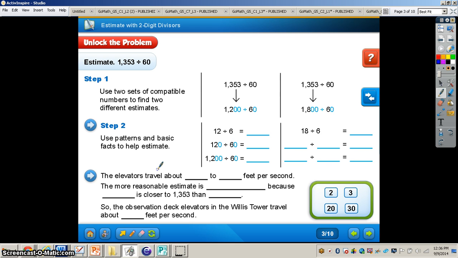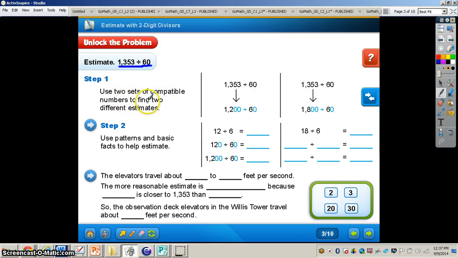Now, step one, let's take a look at unlocking the problem. First of all, let's read it. The observation deck of the Willis Tower in Chicago, Illinois is 1,353 feet above the ground. Elevators lift visitors to that level in 60 seconds. About how many feet do the elevators travel per second? Now, we have the problem of 1,353 divided by 60.